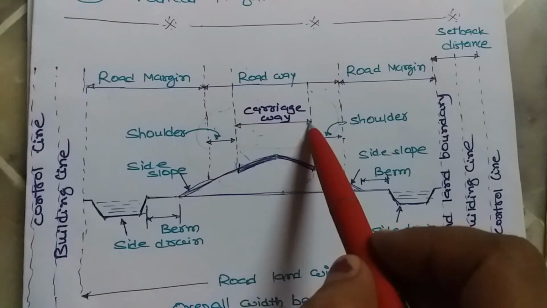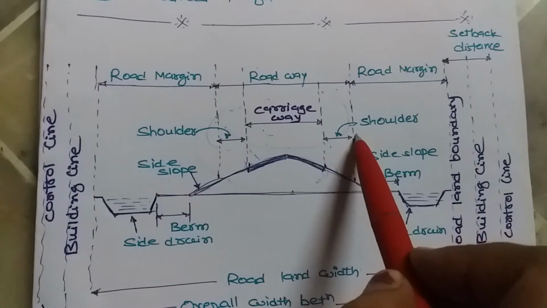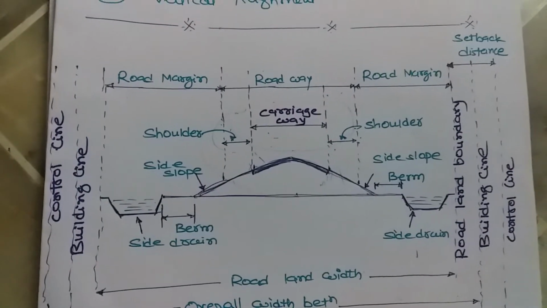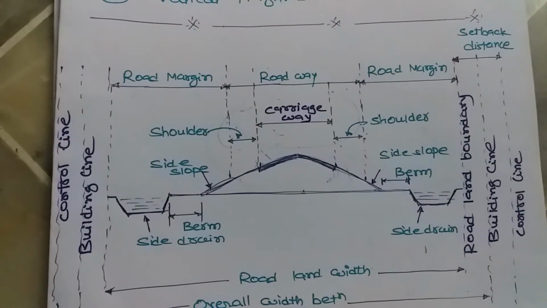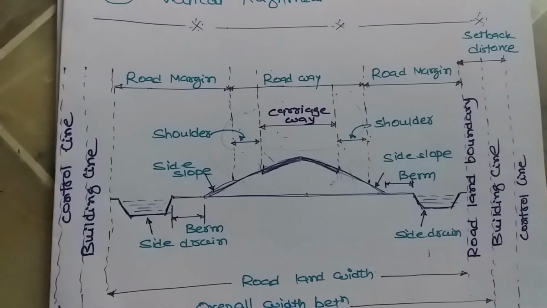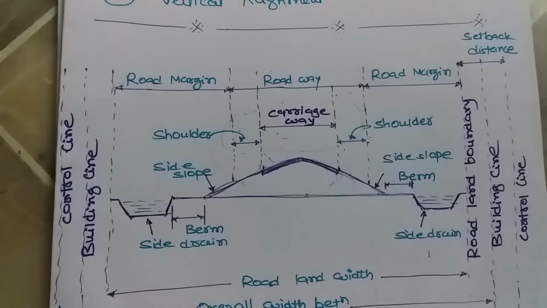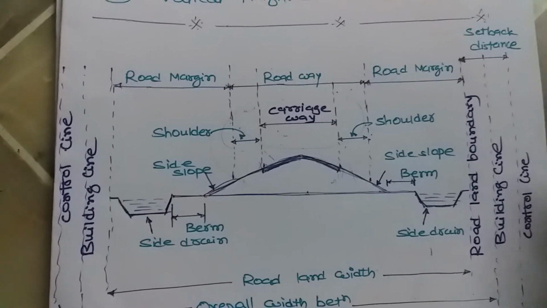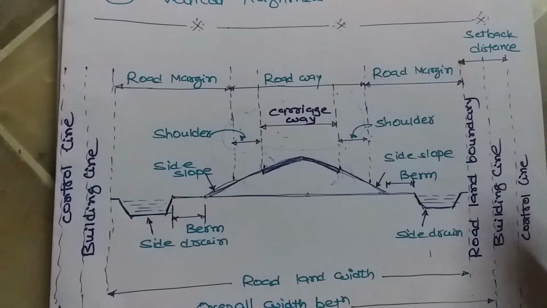Now after carriageway you can see here shoulders. Okay, so the portion of the roadway between the outer edge of the pavement and edge of the top surface of embankment or inner edge of the side drains in the cutting are known as the shoulders. Road shoulders serve many objects. Shoulders are provided along the road edge to serve as an emergency lane for vehicles compelled to be taken out of a pavement or roadway.